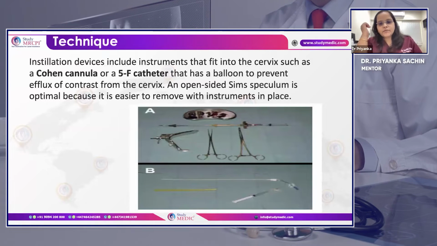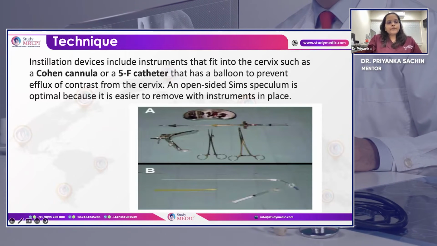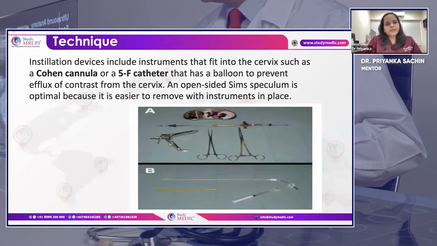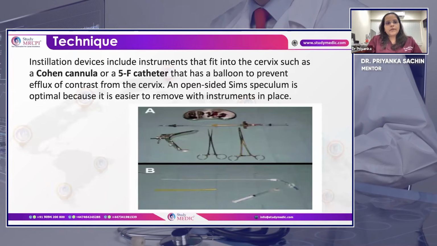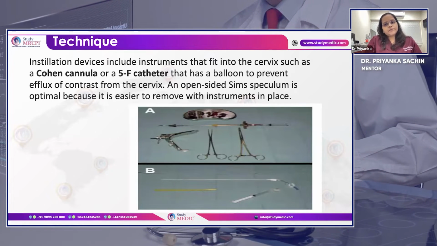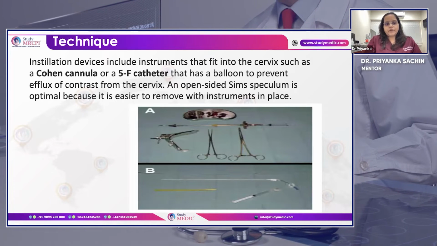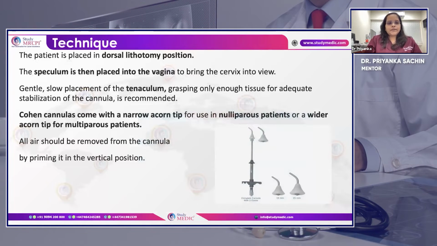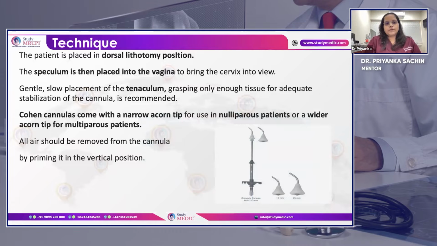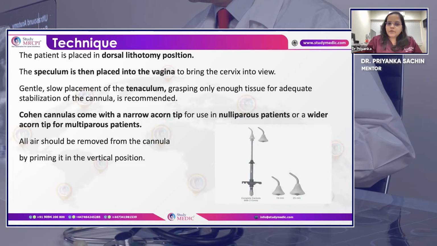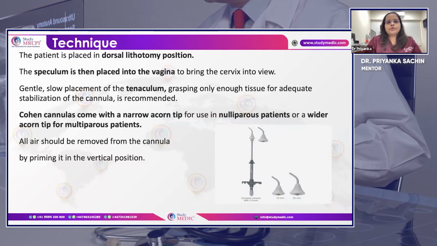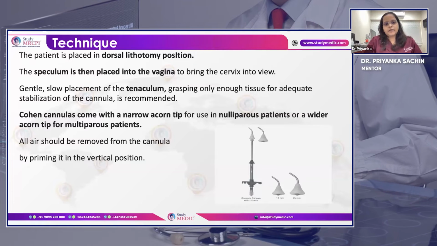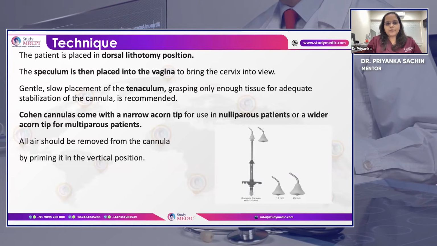These are the materials which are required for an HSG. The instillation devices and instruments include a Cohen's uterine cannula or a 5-French catheter. To retract the vaginal wall, a Sims speculum is usually preferred. That is a non-self-retaining speculum, because it can be easily removed. The patient is placed in a dorsal lithotomy position, and the speculum is the first step, placed into the vagina to bring the cervix into view. Then the cervix is held gently with the tenaculum.